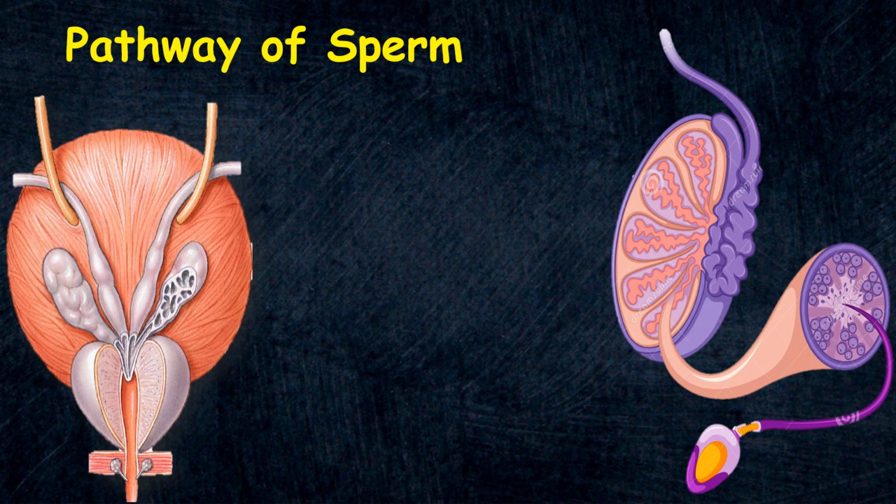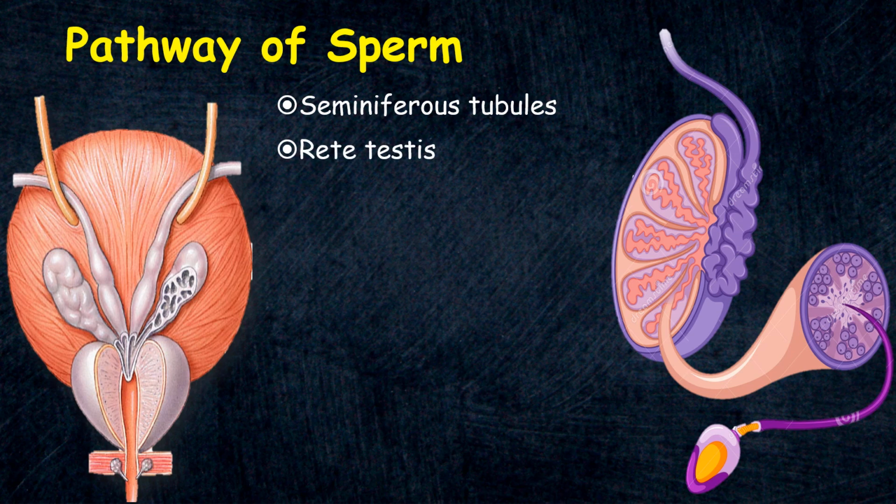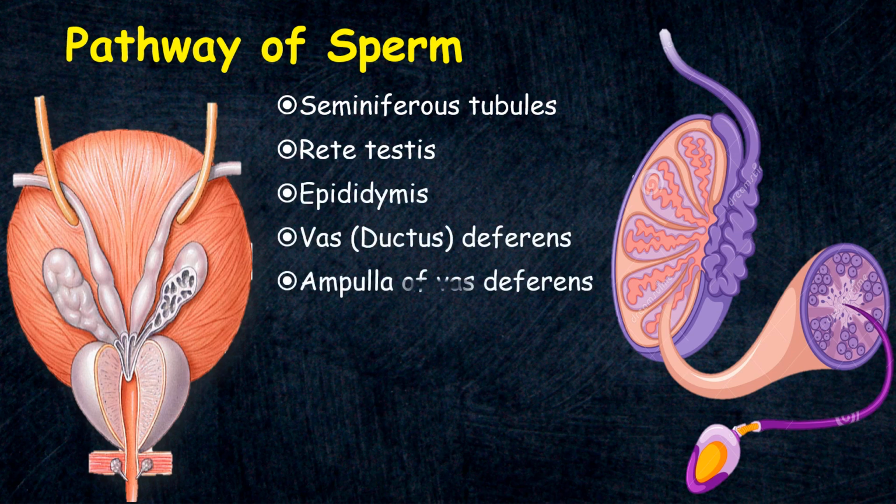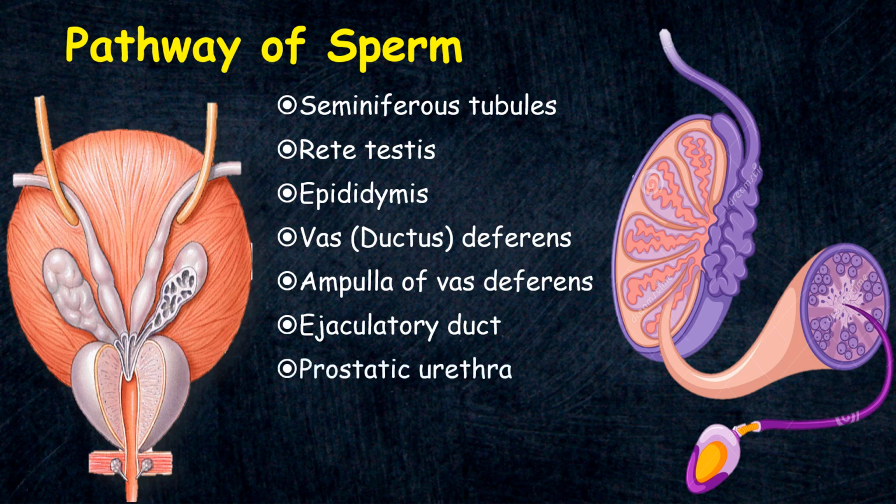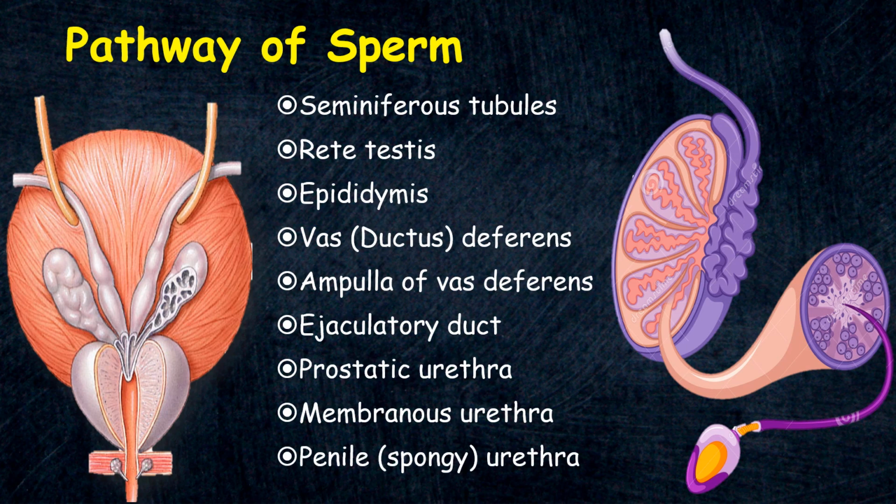The pathway of the sperm: seminiferous tubules, rete testis, epididymis, vas deferens, ampulla of vas deferens, ejaculatory duct, prostatic urethra, membranous urethra, and then finally the penile urethra.